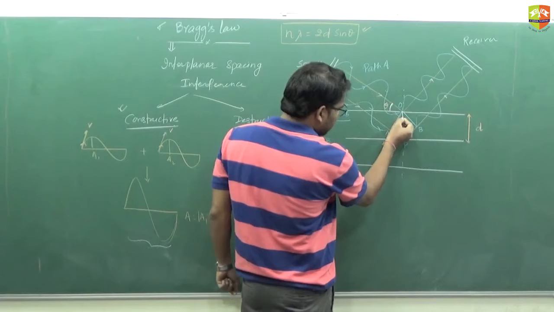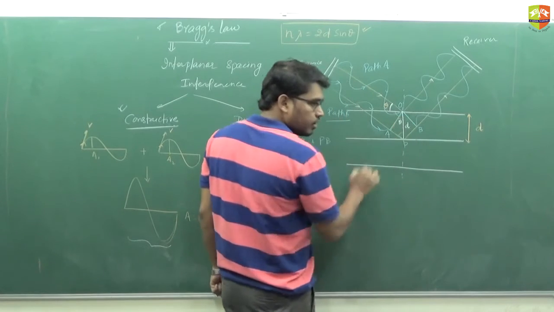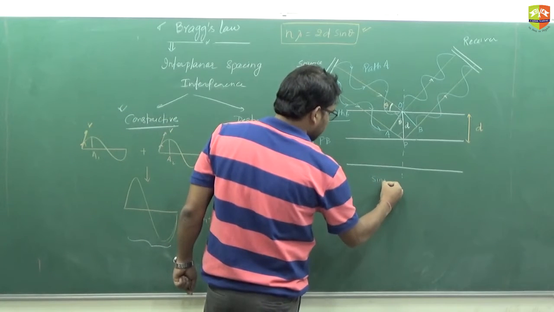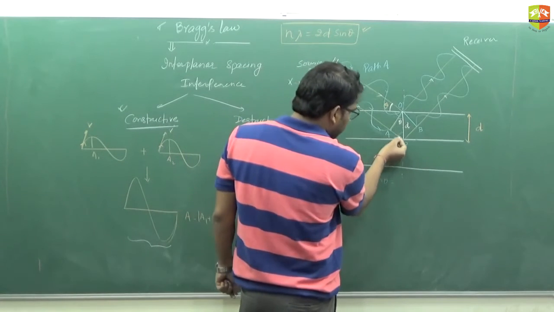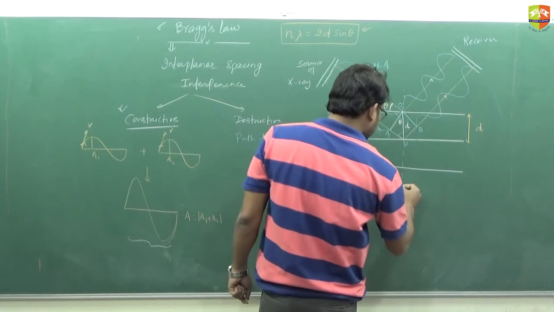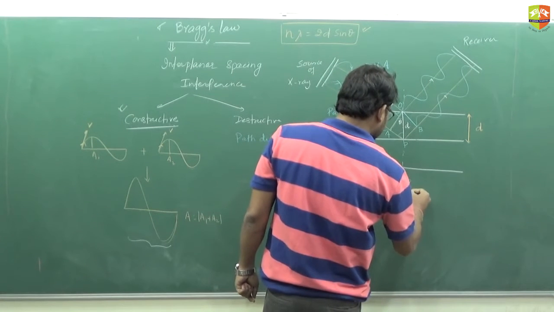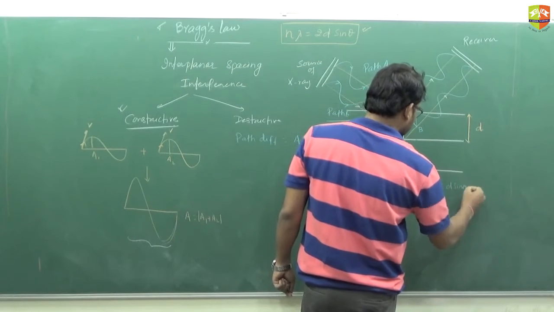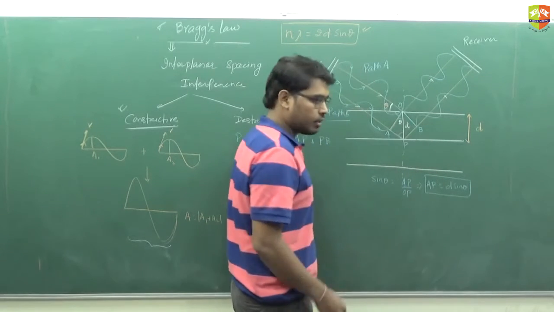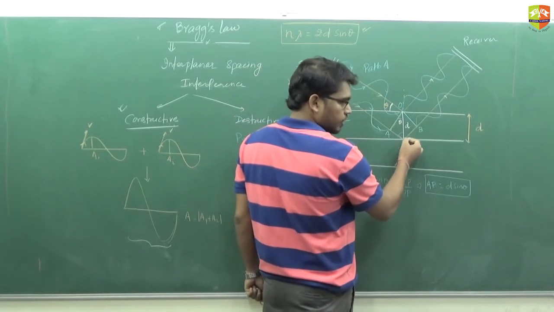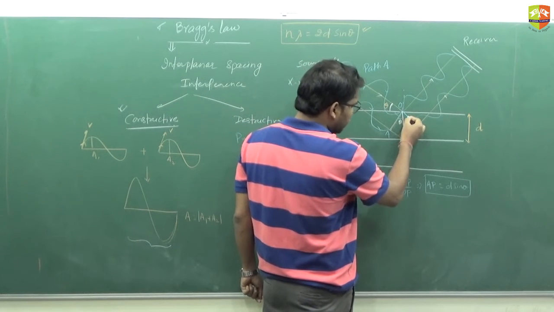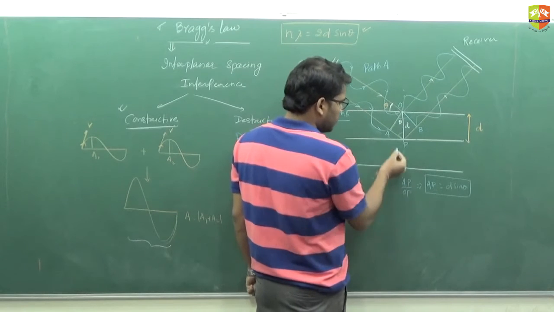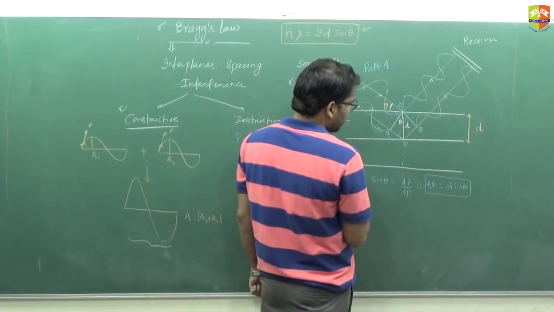If this is theta, then what is AP in terms of D? Sine theta is what in this triangle? Sine theta is AP by OP, right? So what is AP? AP is D sine theta. Similarly, PB is also D sine theta, because if this is theta, this is also theta, right? This is 90 minus theta.